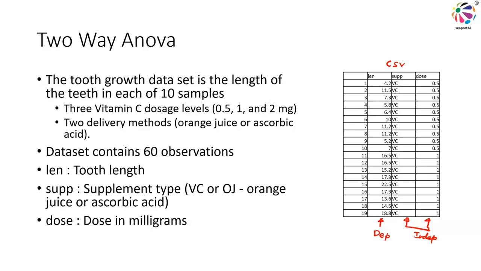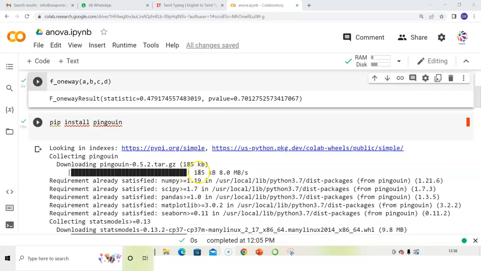Do you understand the two-factor ANOVA now? Do you understand the data set? Let's import the data set into Colab. Google Colab is the development environment, and we will see the result now. The library that I will be using for this purpose is this library, Pingouin.